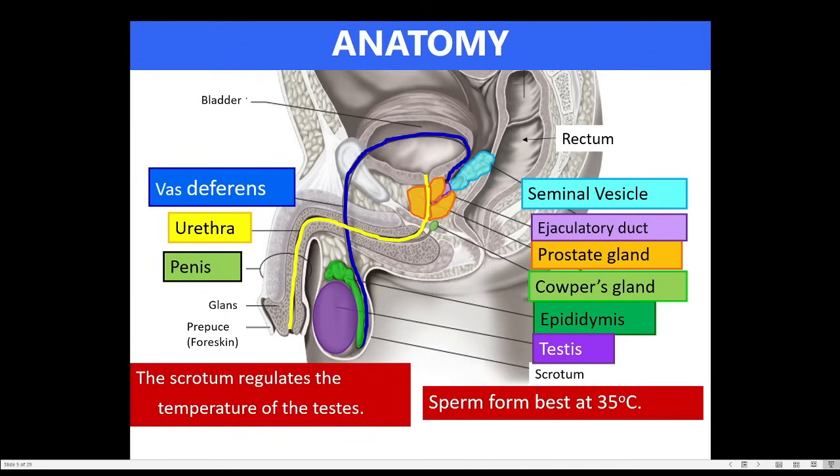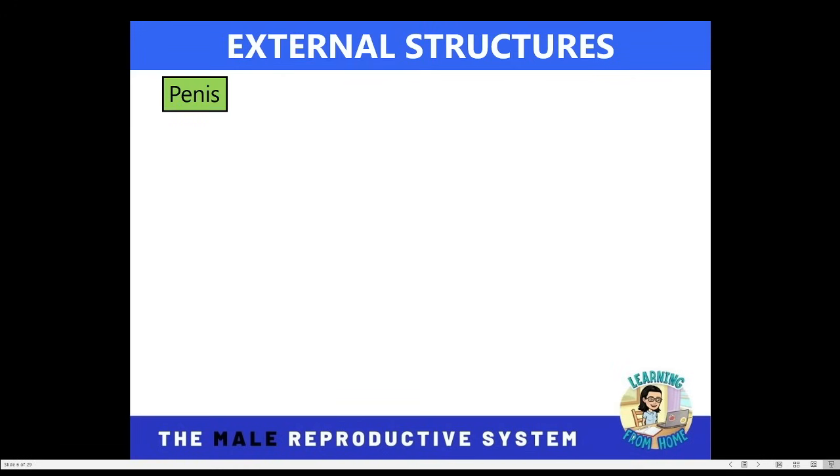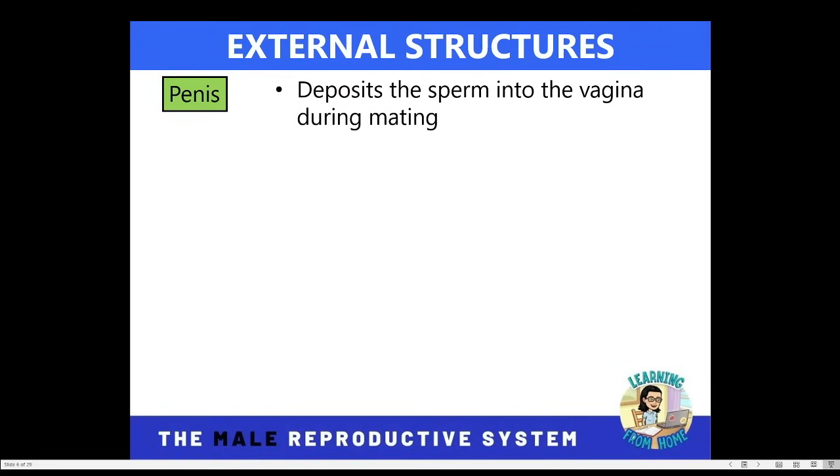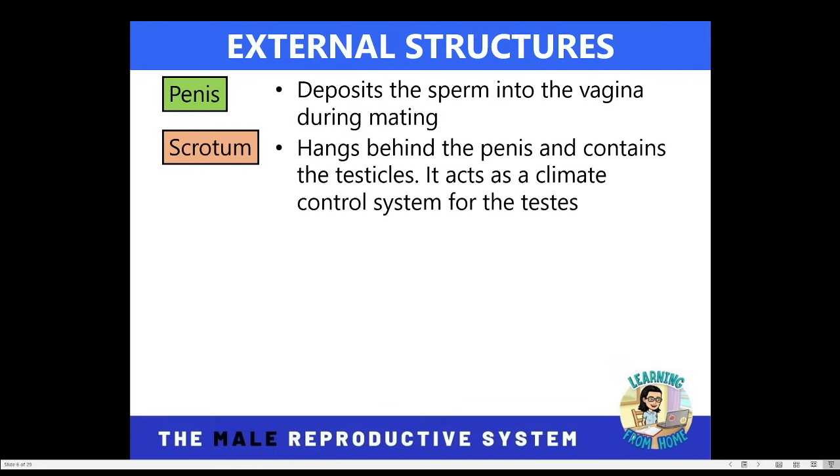Let's go now to the different functions. First, let's have the external structures. When we say external structures, these are the parts of the male reproductive system that you can see on the outside. So first, we have the penis. You already know this. This part deposits the sperm into the vagina during mating.